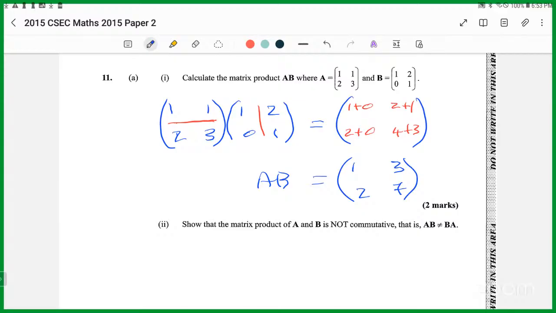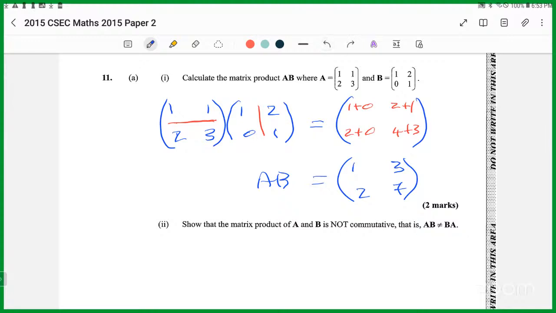Next part says: show that the matrix product AB is not commutative. Remember, commutative has to do with the reversal of order. In matrices, if you reverse the order of multiplication, the result can be different. In special cases they can be the same, but generally speaking, if you reverse the order, the result is different. And they're telling us now to show that.